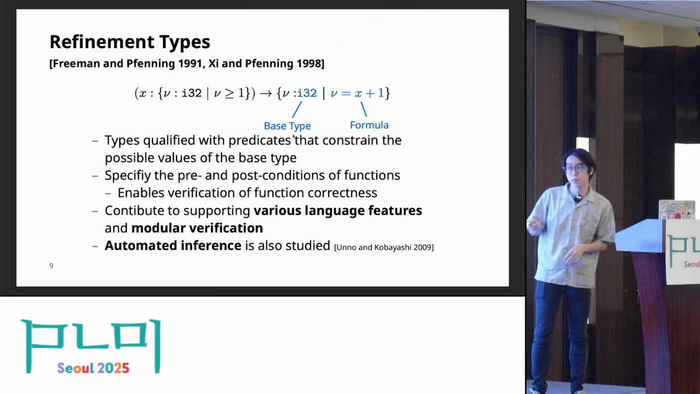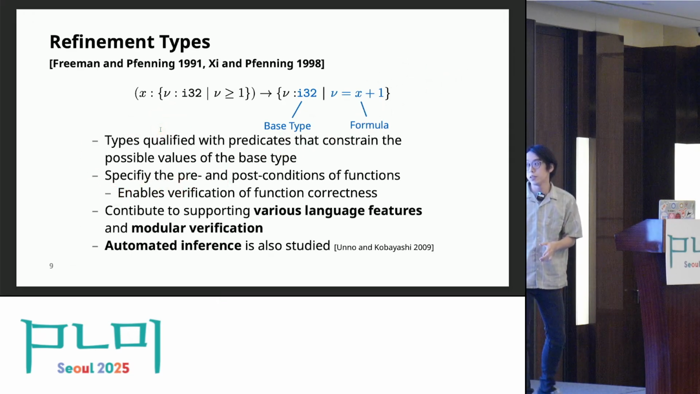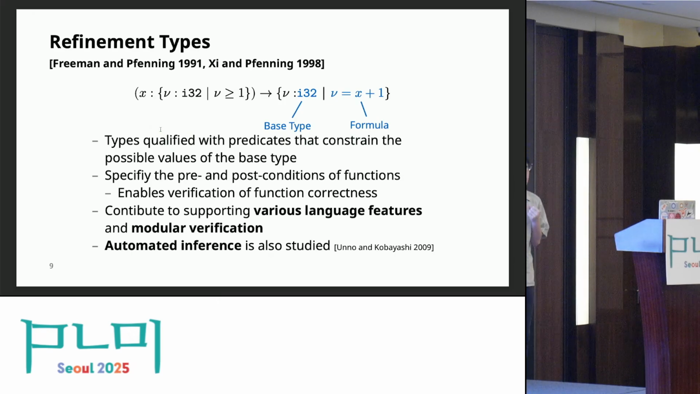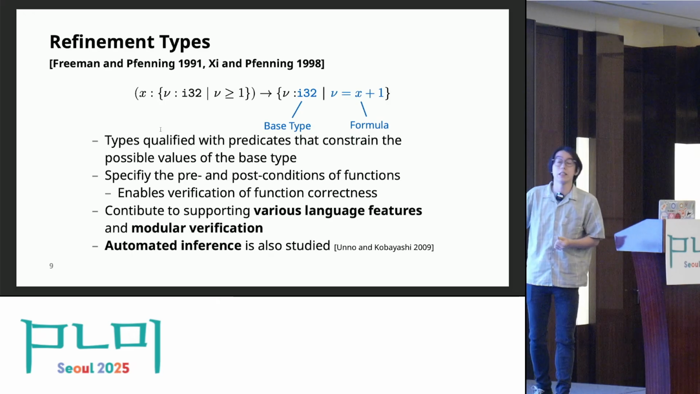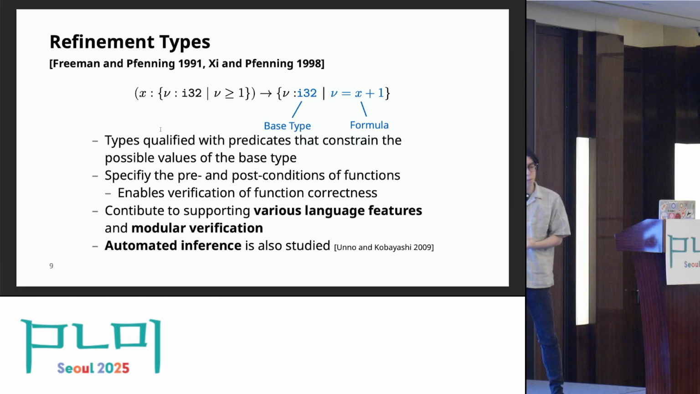First is refinement types, which are types qualified with predicates. As you can see from this example, this is a dependent function type. You can specify a pre- and postcondition of the function type, enabling verification of functional correctness. Also, refinement types contribute to supporting various language features and modular verification. Also, automatic inference of refinement types has been studied, so functional correctness verification via refinement types can be automated.